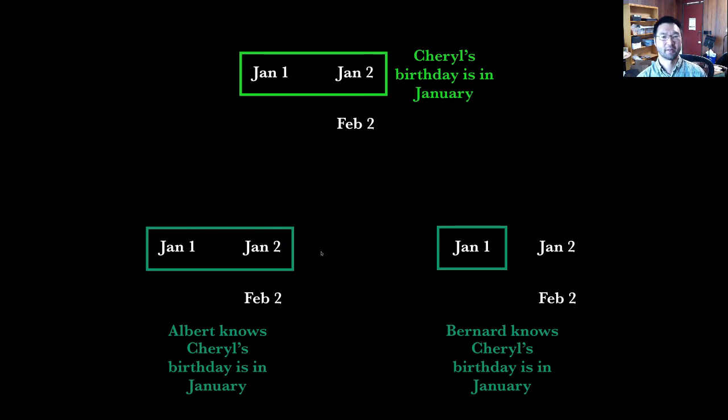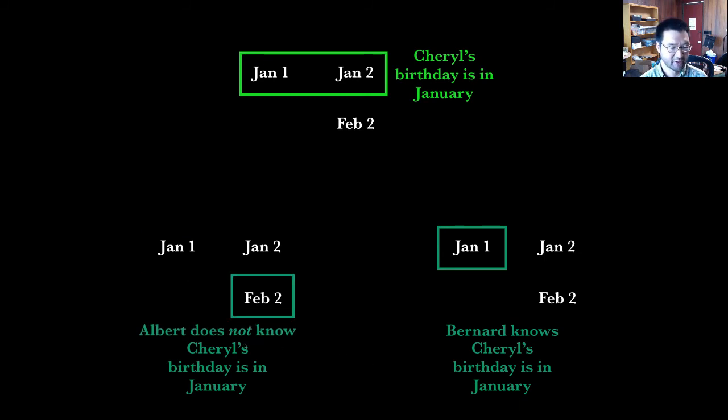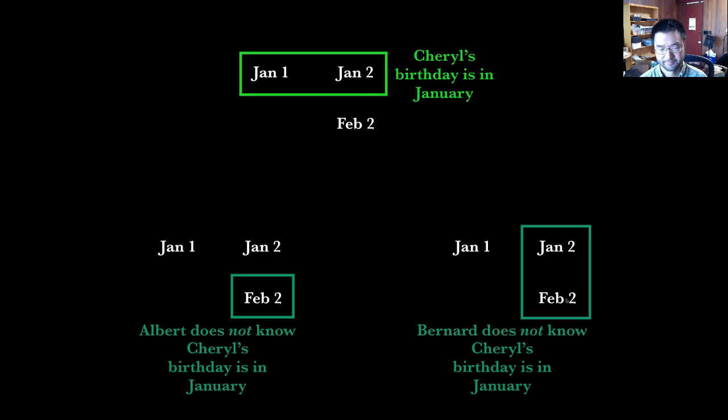All right, so going back, when Cheryl's birthday is in January, this is her original event. This is the event that Albert knows Cheryl's birthday is in January. This is the event that Bernard knows Cheryl's birthday is in January. How about the event that Albert does not know? Well, it's just the opposite of knowing. So it's going to be February 2nd. When does Bernard not know Cheryl's birthday is in January? Well, it's simply these two dates here.